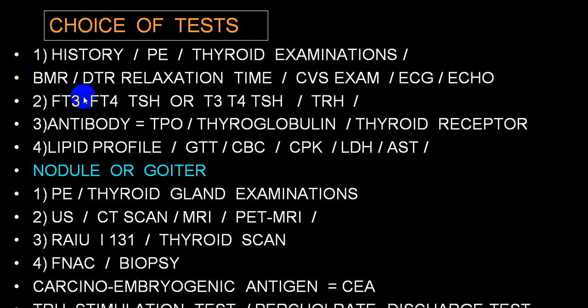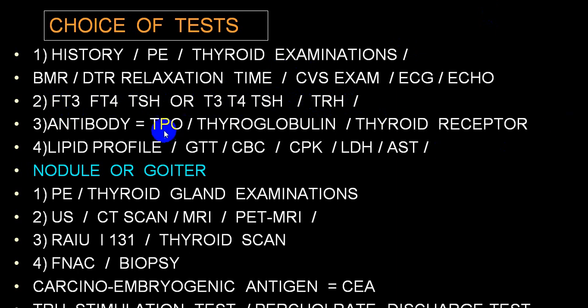Now while finding out the thyroid function, whether it is hypo, hyper or euthyroid, you can go for free T3, T4, TSH, total T3, T4, TSH, or you can go for even estimation of TRH level, because TRH level will be very useful to find out the central causes, that is hypothalamic causes or pituitary causes.